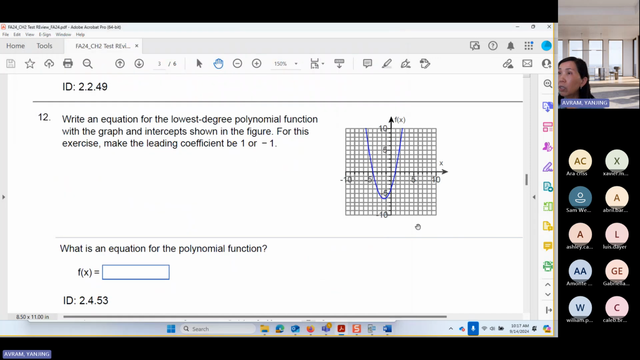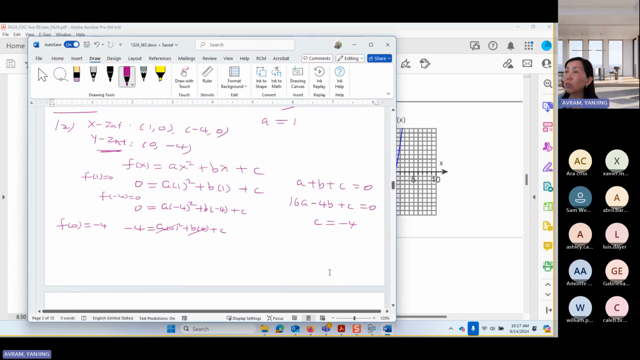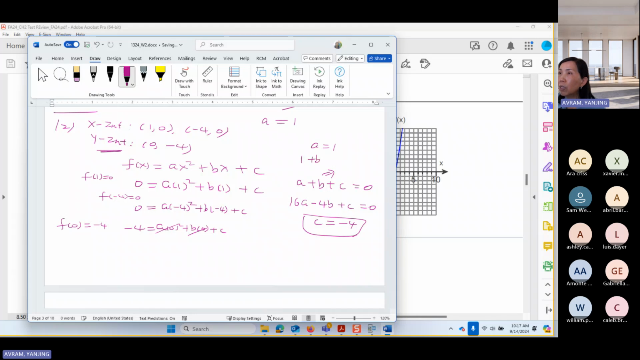Okay, so let's see what we have here. Make sure the leading coefficient is either 1 or negative 1. We already said A will be equal to 1, and from here I can find B. My C here is equal to negative 4, so 1 plus B minus 4 equal to 0. So my B here will be equal to 3: 1 minus 4 is negative 3, you add 3 on both sides. So my A here is 1, my B here is 3, my C here is negative 4.